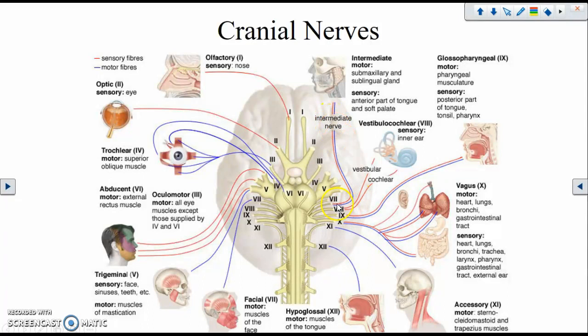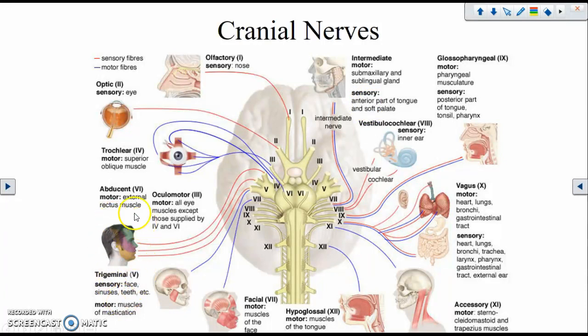Here you go. Cranial nerve 7 again, facial nerve. It also has a sensory function because you can see there's a red fiber that comes out of it, and it has a sensory portion for the anterior part of your tongue, which is very important for the sensation of taste.